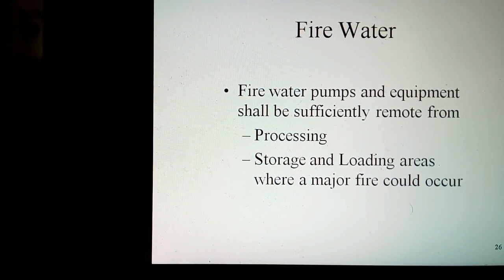Fire water pumps and equipment shall be sufficiently remote from processing, storage and loading areas where a major fire could occur.